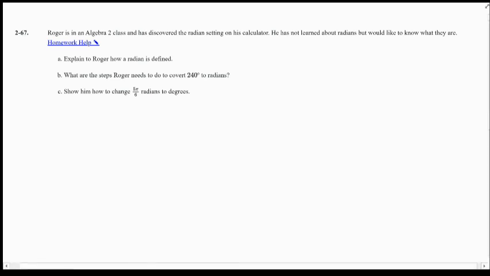Roger is in Algebra 2 class and has discovered the radian setting on his calculator. He has not learned about radians but would like to know what they are. Explain to Roger how a radian is defined. I feel like I'm just teaching a lesson on this one.